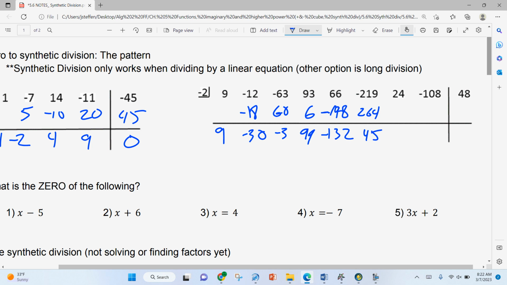Again, you just keep doing this loop over and over again. -2 times 45 is -90. Whoops. 24 plus -90 is -66. -2 times -66 is 132. Plus 132 is 24. And -2 times 24 is -48, which ends up giving us a remainder of 0, which again, we'll talk about that later, but that's always a comforting feeling.